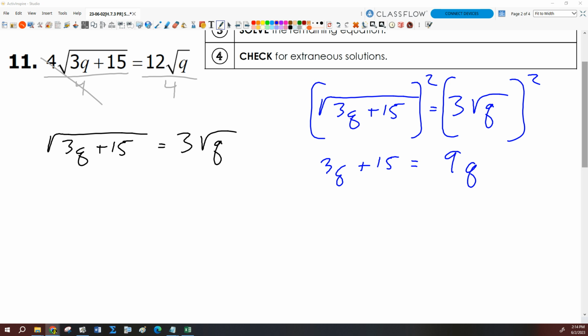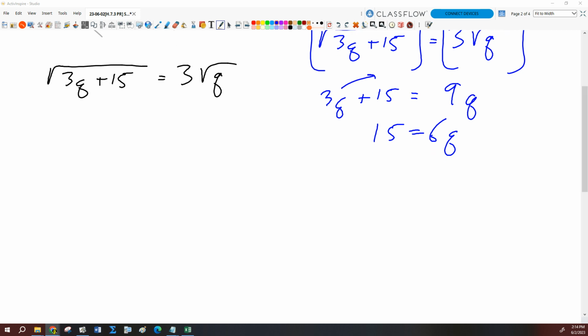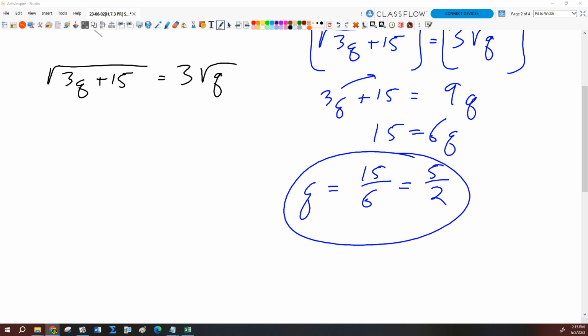Yeah, solve, right? So I'm going to push the q's over to this side, subtract 3q from both sides, and I get 15 equals 6q. I could divide each side by 6, and q would equal 15 over 6, which reduces to what? 5 over 2. Okay. And then I would want to check that, right?